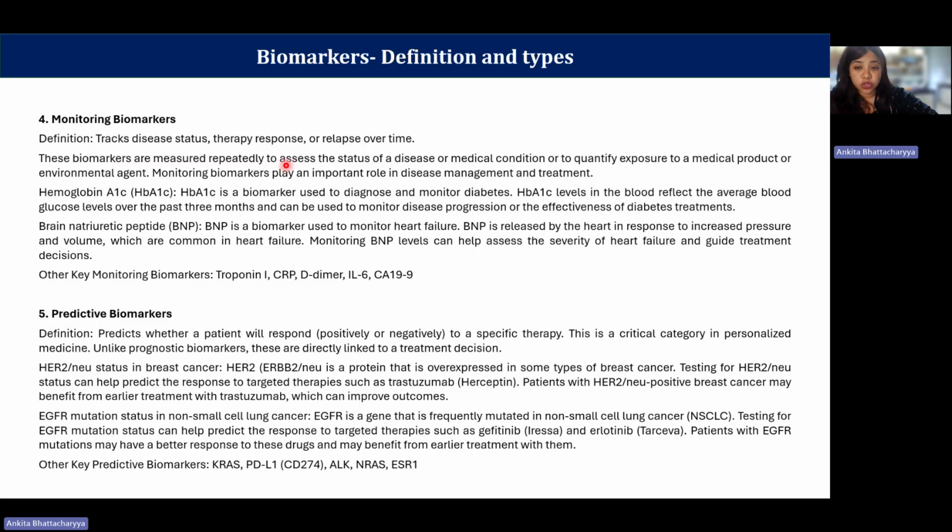So they are measured repeatedly to assess the status of a disease or of a mental condition, or to quantify exposure to a medical product or environmental agent. Monitoring biomarkers play an important role in disease management and disease treatment. So it's basically to track disease progression, track disease evolution, and track the patient's progress over time. So two examples. First one is HbA1c, or hemoglobin A1c. This is a biomarker that is A, used to diagnose the disease, and B, used to monitor the disease.